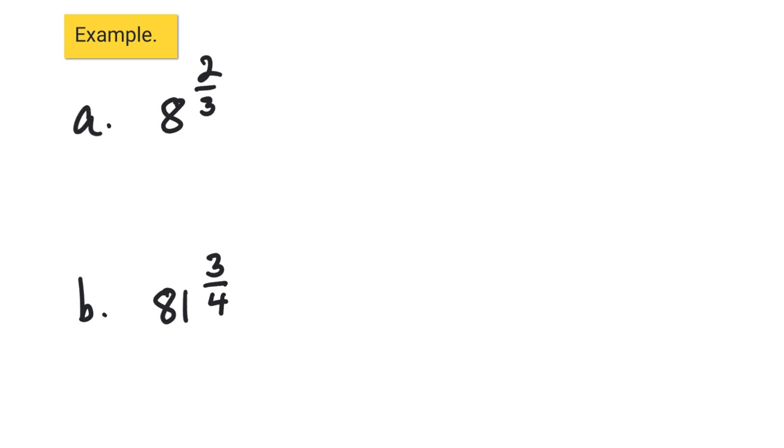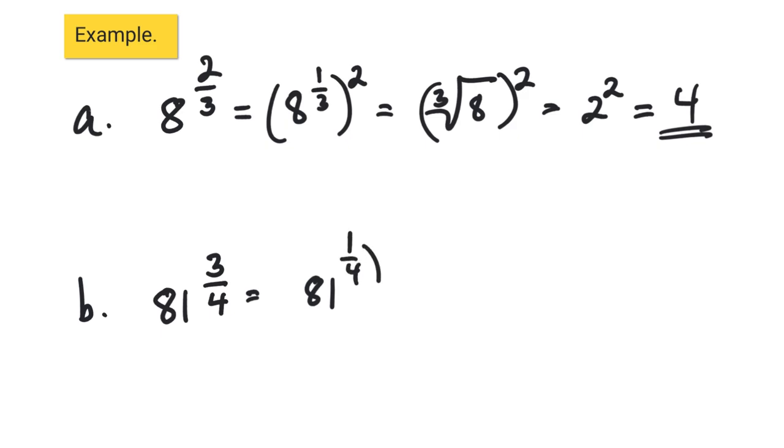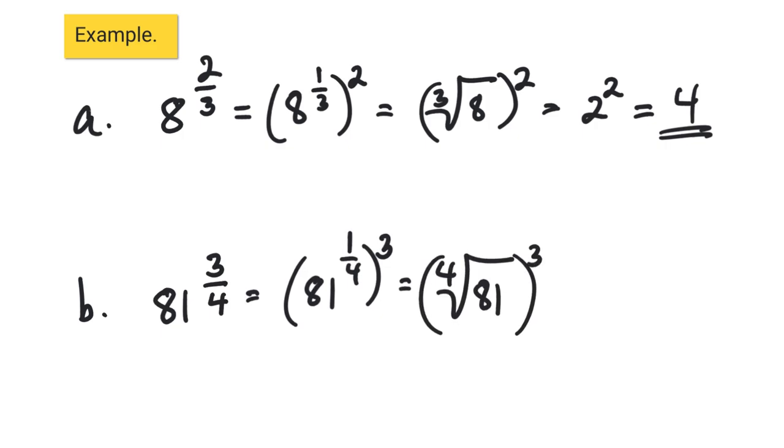Example, 8 raised to 2 over 3. This can be written as 8 raised to 1 over 3, then raised again to 2. That's going to be cube root of 8 raised to 2. The cube root of 8 is 2 raised to 2, and this is going to give you 4. The other one is going to be 81 raised to 1 over 4 raised to 3. So that's going to give you the fourth root of 81 raised to 3. The fourth root of 81 is 3 raised to 3. That's going to give you 27.